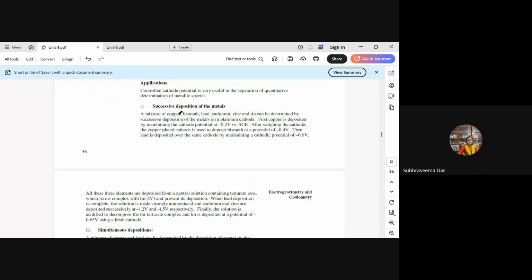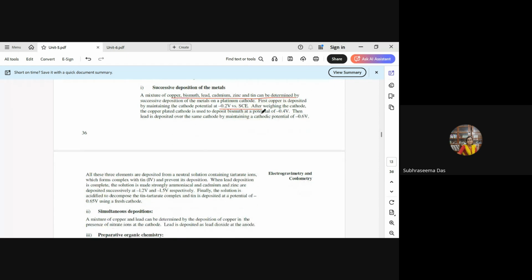So how is this helpful? First is the successive deposition of metals. Suppose we take a mixture of copper, bismuth, lead, cadmium, zinc and tin. Then this mixture can be determined by the successive deposition of the metals on a platinum cathode. First, copper is deposited by maintaining the cathode potential at minus 0.2 volt versus SCE. After weighing the cathode, the copper plated cathode is used to deposit bismuth at a potential of minus 0.4 volt. Then lead is deposited over the same cathode by maintaining a cathodic potential of minus 0.6 volt.